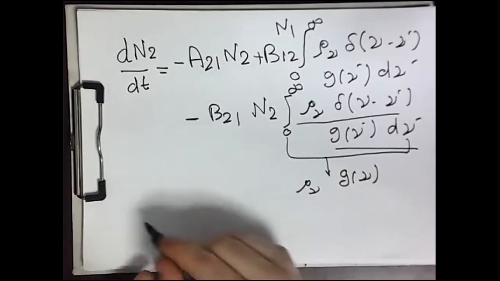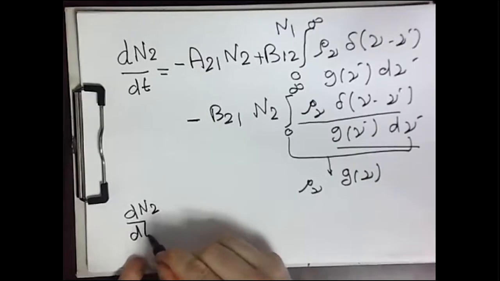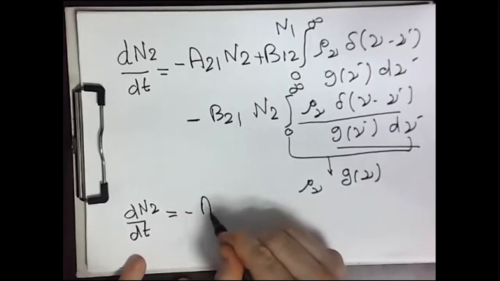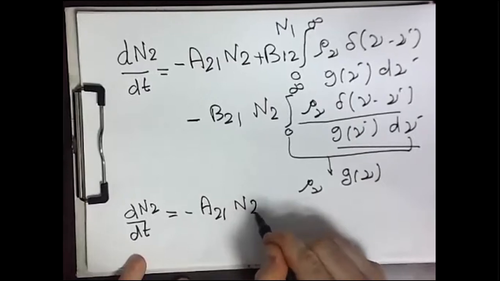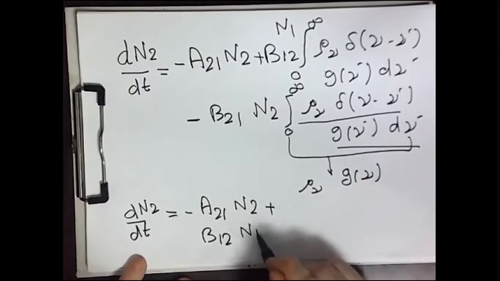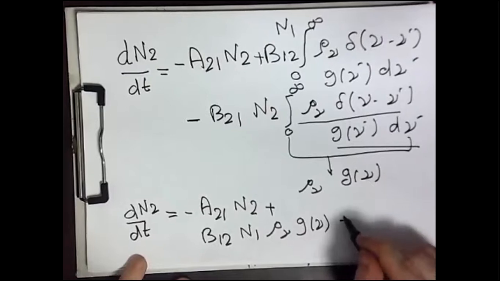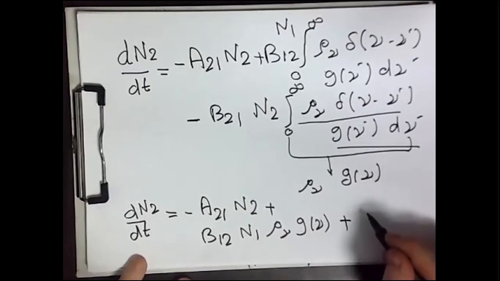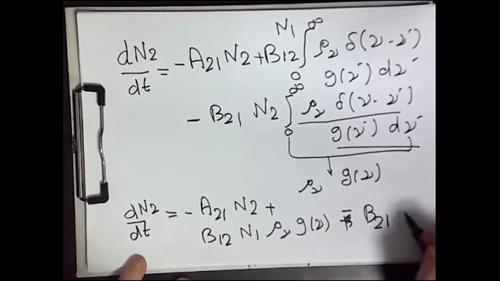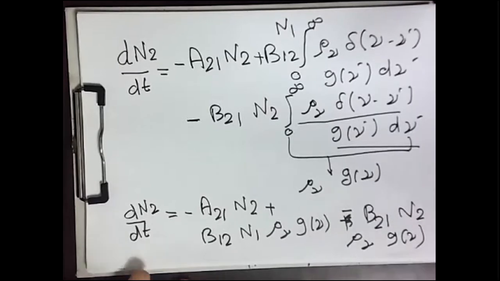So you can rewrite the equation in this form: dN2 by dt equals negative A21 N2 plus B12 N1 rho of mu G of mu, minus B21 N2 rho of mu G of mu. And this is another rate equation.